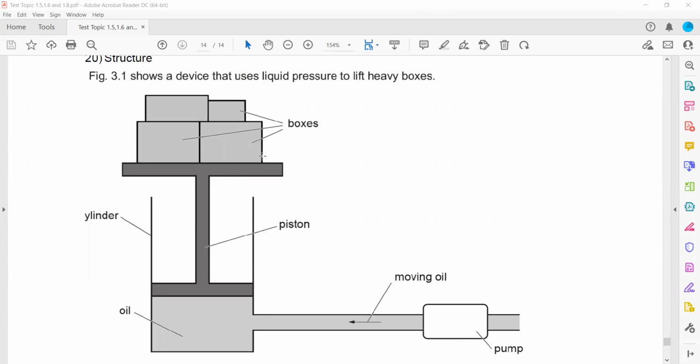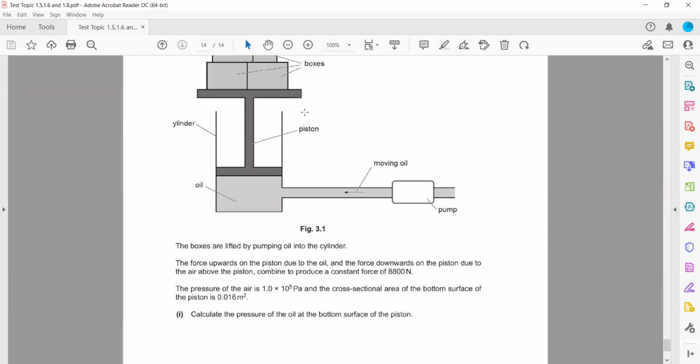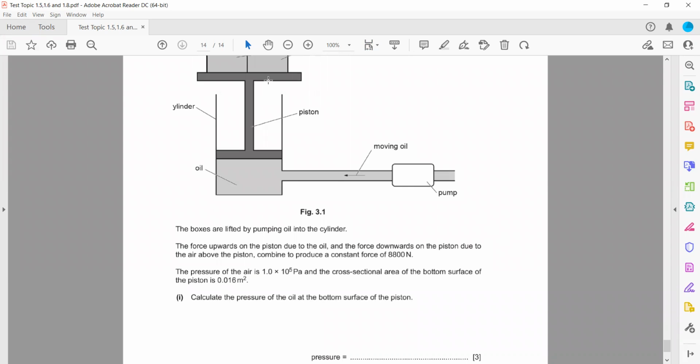The figure shows a device that uses liquid pressure to lift a heavy block. The boxes are lifted by pumping oil into a cylinder. The force upward on the piston is due to the oil. So the oil is exerting an upward force. This green arrow is representing the force of the oil. And the downward force is there due to the air. So air is also exerting a downward force. The red arrow represents the force of the air. Because two forces are acting in opposite directions and this is lifted up, the resultant force will be equal to force of oil minus force of air.